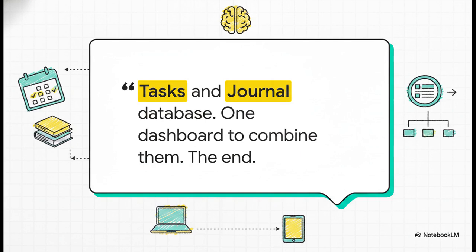And hey, don't just take my word for it. Listen to this quote from a user on the Notion subreddit talking about how they simplify their life. They said, "Tasks and journal database. One dashboard to combine them, the end." I absolutely love this because it proves such a vital point. The most effective systems prioritize absolute simplicity over complicated, convoluted tracking. You do not need 20 different trackers to be productive. You literally just need a unified view of your most important work.